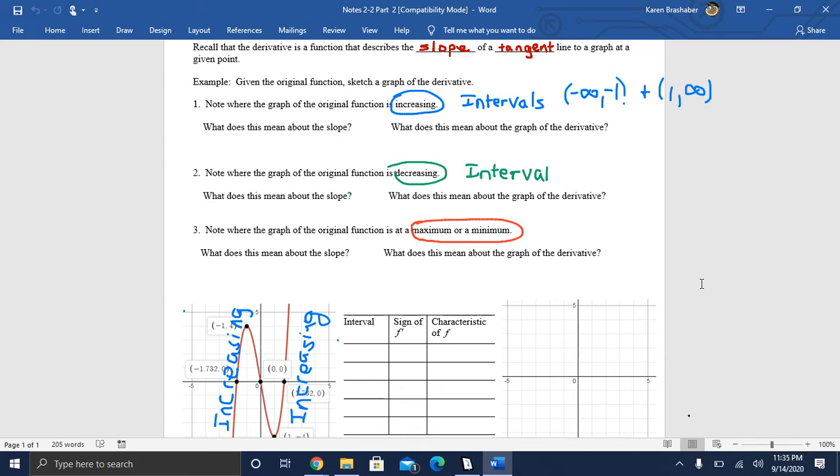All right, so what we're going to find is that when you have an increasing function, if we were to draw little tangent lines anywhere along where they're increasing, the slopes of those tangent lines would be positive. So whenever you have an increasing original function, the slope of the tangent line would be positive. They would be positive slopes.